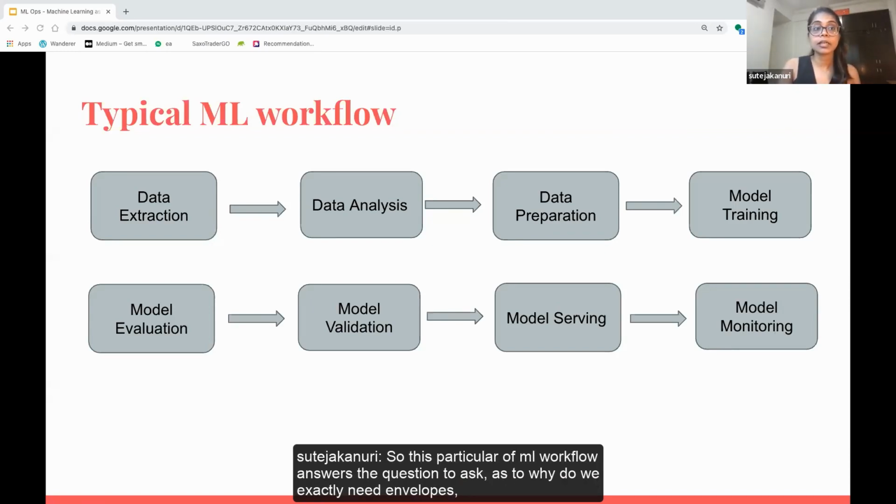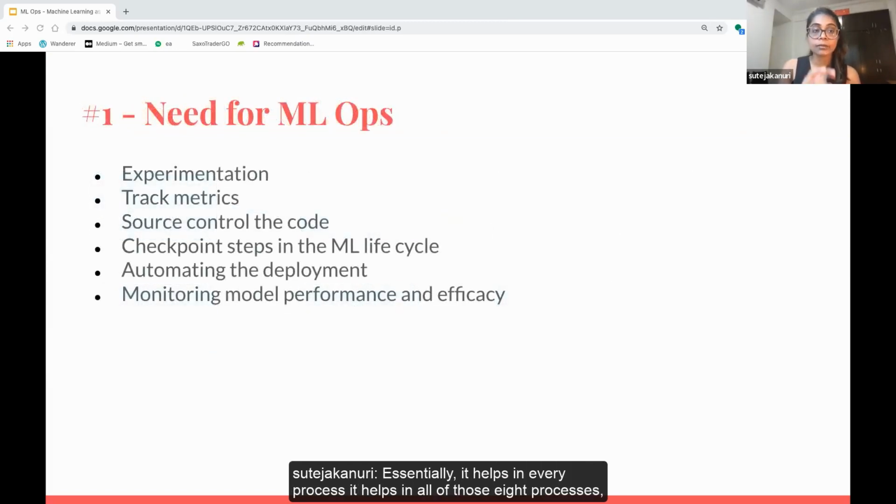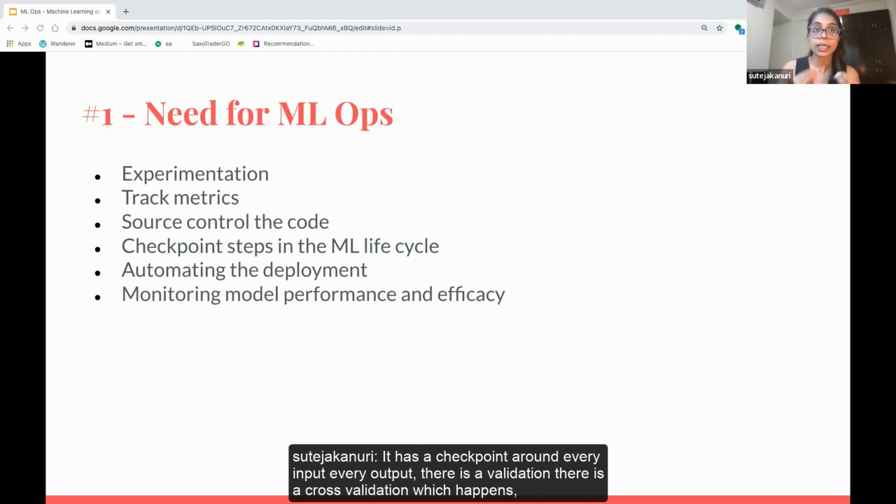So this particular ML workflow answers the question as to why we exactly need MLOps. Essentially, it helps in every process. It helps in all of those 8 processes. It has a checkpoint around every input, every output. There is a validation, there is a cross validation which happens. I have listed down a couple of pointers as to why there is a need for MLOps, which probably everyone must agree with. First, it helps in experimentation.